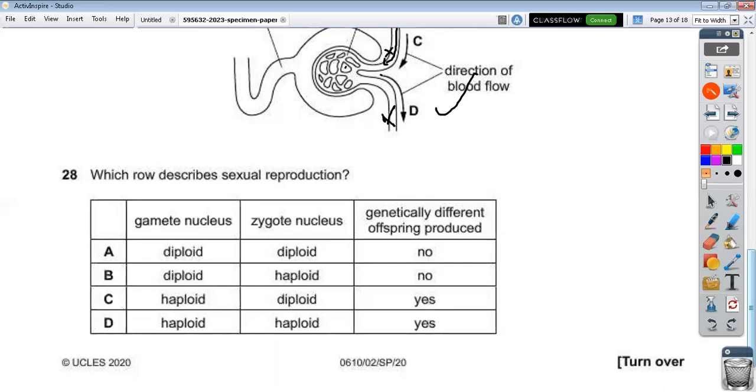Is it genetically different? Sexual reproduction, yes, genetically different. The zygote, is it diploid or haploid? It's easy. Diploid, 46 chromosomes. And the gamete nucleus? Haploid, 23 chromosomes.